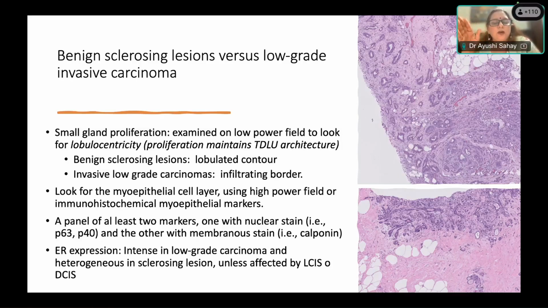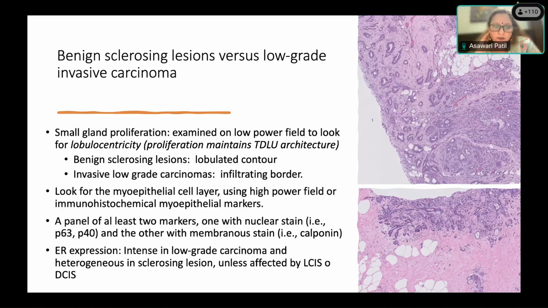While if you have a low grade DCIS, you are going to have a diffuse ER. Now, if you have a high grade DCIS with which you are trying to differentiate, you can have completely negative ER and you can have HER2 positive, which you would not see in a sclerosing lesion or a UDH. I hope that covers it.